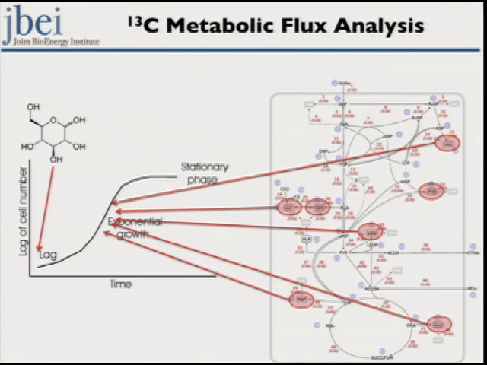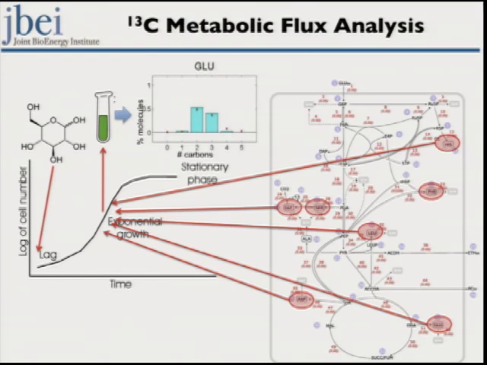At that point, in the middle of the exponential phase, we take a sample, and then we look at the labeling pattern for each of the amino acids. For glutamate, for example, the amino acid labeling pattern will look like this. And this will be the fraction of molecules that have one incorporated labeled carbon, 2 incorporated labeled carbons, and so on. Now, this labeling pattern is going to depend a lot on what the fluxes are inside your cell. So they're incredibly sensitive to those fluxes.